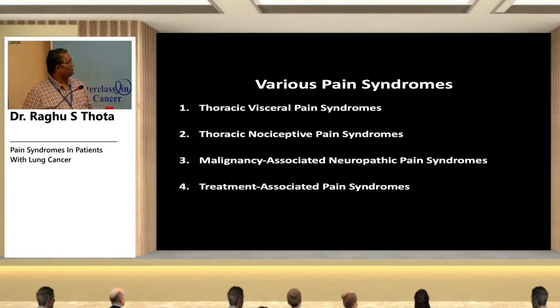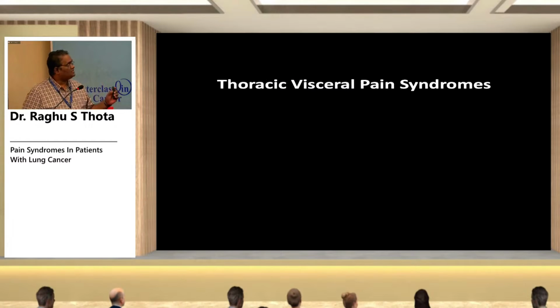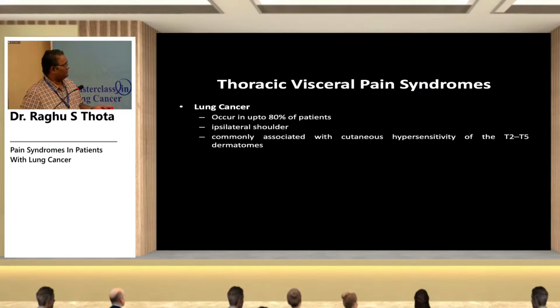So coming to the first, the thoracic visceral pain syndrome. As the name suggests, it is because of the viscera. So what is the viscera? The main viscera is our lungs, which are there in the thoracic cavity. So there can be a lung cancer in this patient. Pain occurs in up to 80% of the patients who have a lung cancer, and they present with chest pain. Or they also present with an ipsilateral shoulder pain, and also with cutaneous hypersensitivity of the T2 to T5 dermatomal distribution, if it is involving your intercostal nerves.